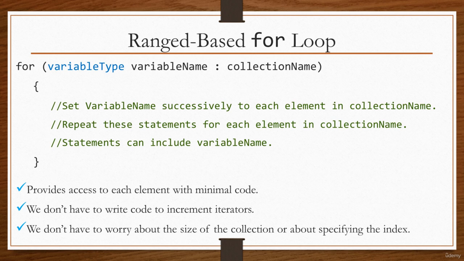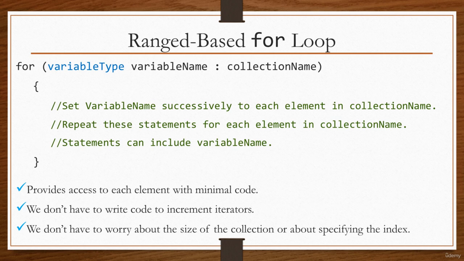So the name of your array, for example, and you can see that the subscript operator, or those brackets that we use for the array, is not passed in. You only pass in the name. Then in the body, we set the variable name successively to each element in the collection name. So basically it's similar to how we did it before. The first iteration, you're going to have the first element, so index 0, and whatever the element is in index 0 is going to be assigned to that variable name. So variable name will be the same as that first element.